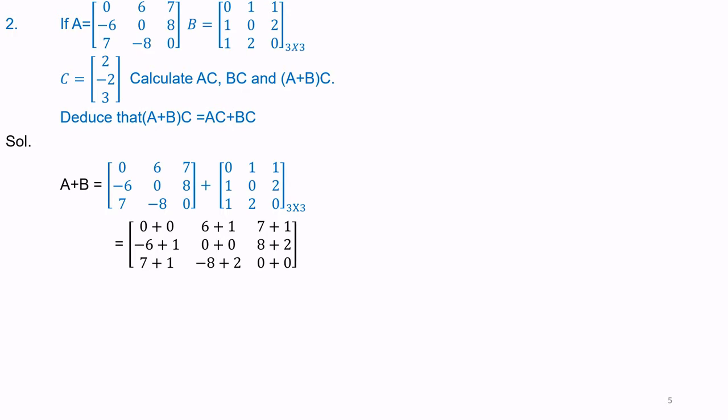And the last item is 0 plus 0. So simplifying, we get 0 7 8, minus 5 0 10, 8 minus 6 and 0. So this is A plus B. We have found A plus B first. Okay. Now we have to multiply it with C.